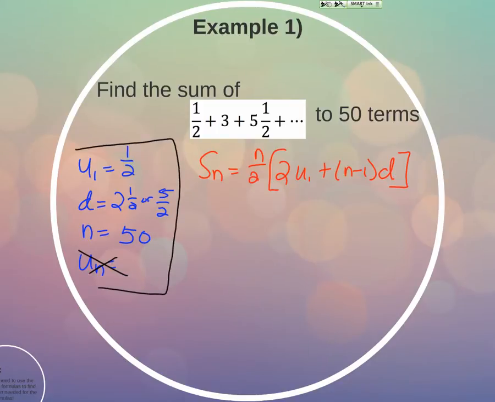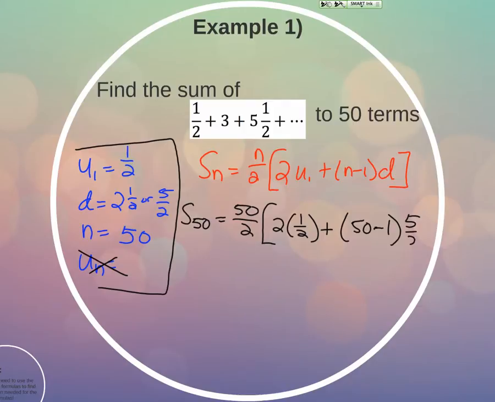So then I'm just going to substitute all of those values in. So the sum of the first 50 terms is equal to 50 divided by 2, 2 times 1/2, plus 50 minus 1, times the common difference, which is 5/2. So I just plugged these three numbers in, but notice that the 50 was used twice.